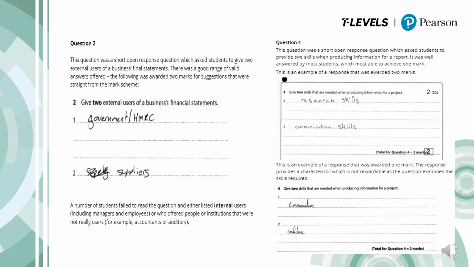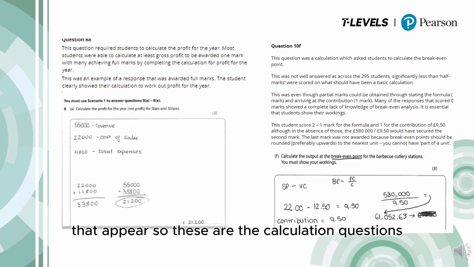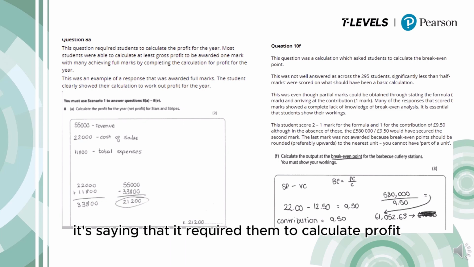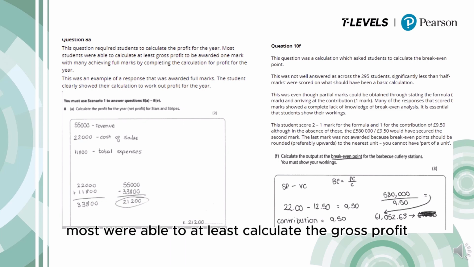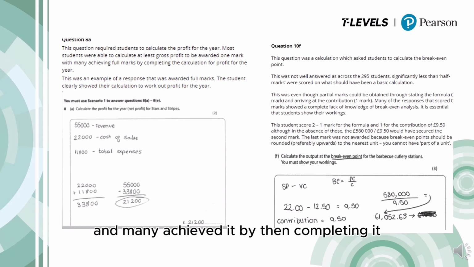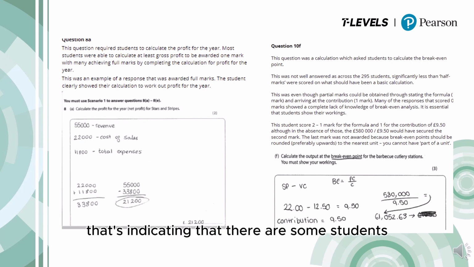You can see there's another range of different types of questions that appear. So these are the calculation questions. So you can see on the left here, it's saying that it required them to calculate profit. Most were able to at least calculate the gross profit and get 1 mark, and many achieved it by then completing it. So you can see that that's indicating that there are some students who are maybe not getting to the final there, but they can definitely recall the formula.